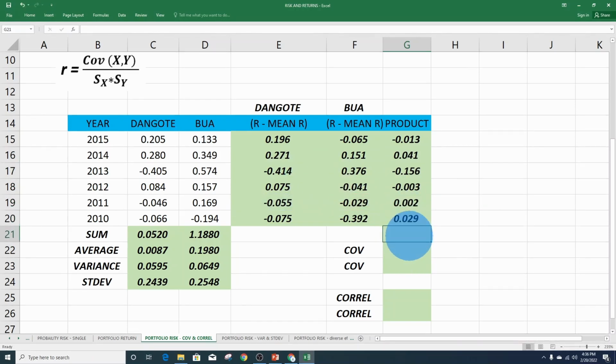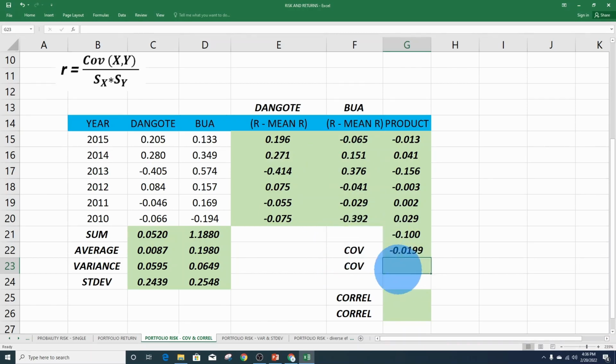Now we sum it using Alt equal or the SUM function. That is the sum, enter. That is the value. Then the covariance is equal to this divided by 6 minus 1, bracket close, enter. And that is the same value we have. Now this covariance, we can use the covariance function in Excel to find it.